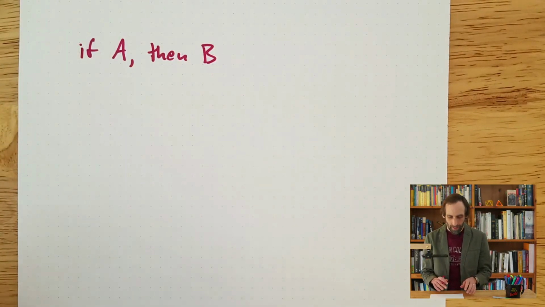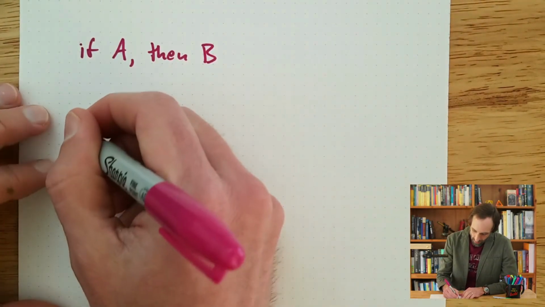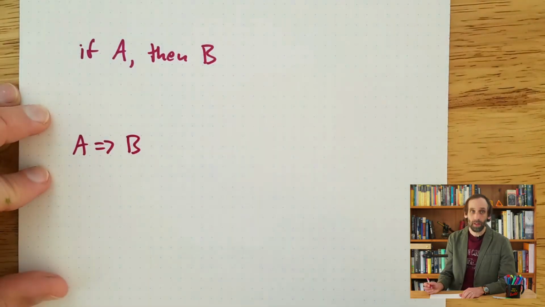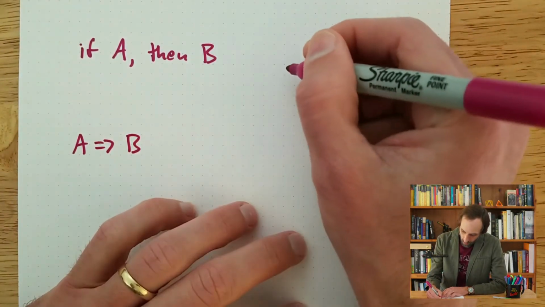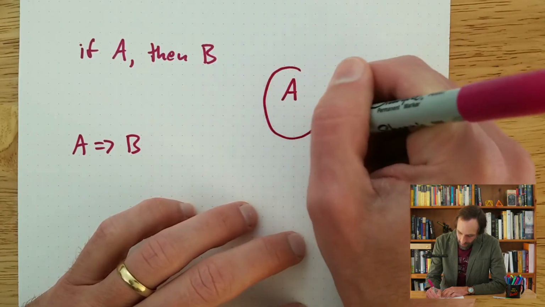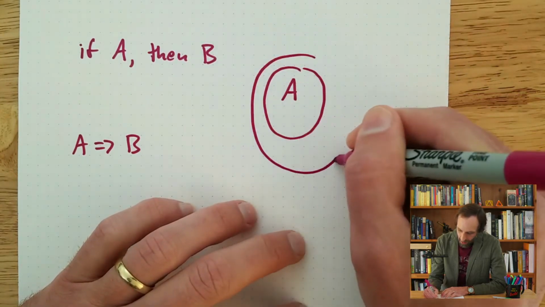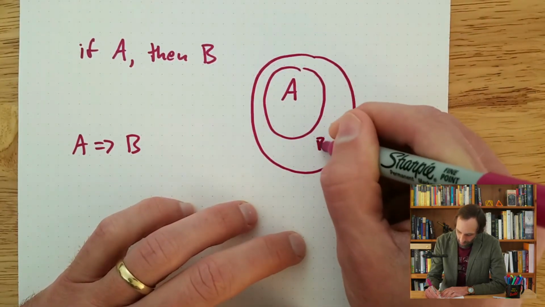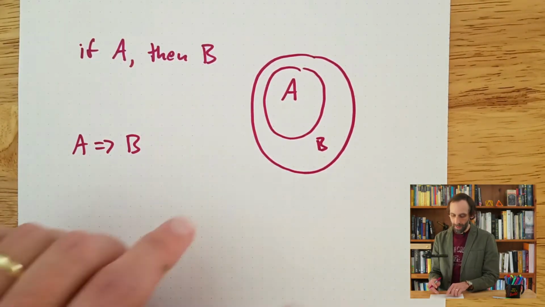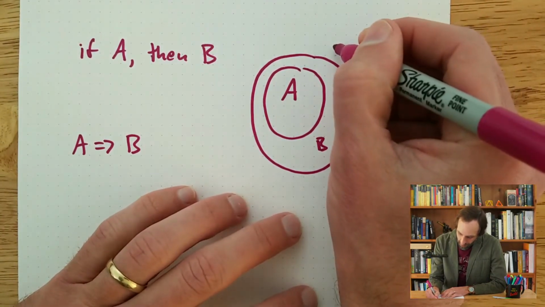More abstractly, if we have the conditional if A, then B, which we can of course represent as A implies B, then what we're saying is that A is a set wholly contained in a larger set B. Okay, and by the way, it doesn't have to stop with just these two sets, right? We can grow our Venn diagram even farther.